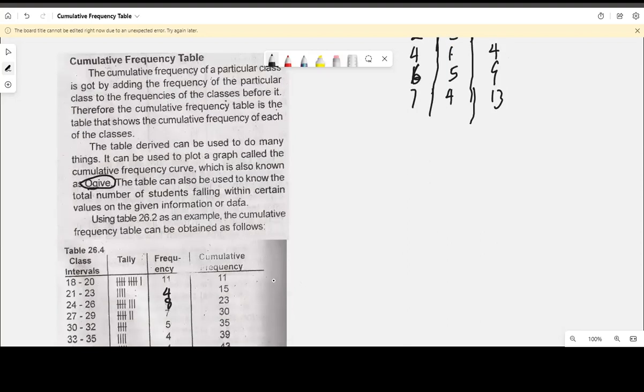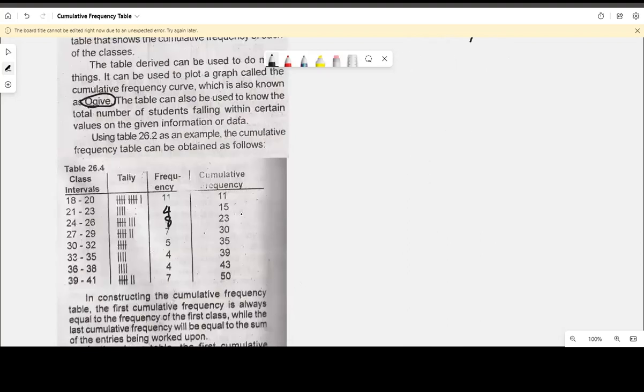So, using table 26.2 as an example, the cumulative frequency can be obtained as follows. Look at this. This is the data we worked with in our previous class. The cumulative is obtained by adding the frequencies. For the first interval, nothing comes before it, that is 11 plus 0, which is still 11. Then the next one will be obtained by adding 4 to 11. 4 plus 11 is 15.